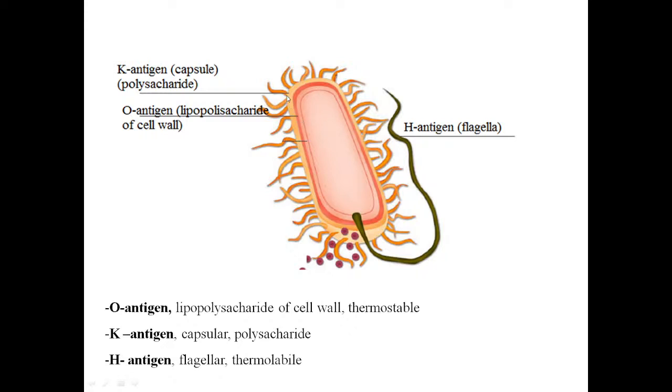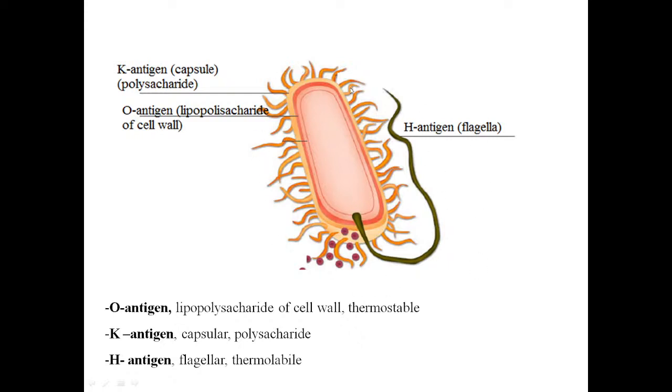Then, if bacteria have a capsule, it is called K antigen. K antigen is a polysaccharide substance. The capsule is made from polysaccharide in most bacteria. It is thermolabile, sometimes thermostable. And this is H antigen that is present in motile bacteria. It is a flagellar antigen. It is thermolabile because it is a protein.